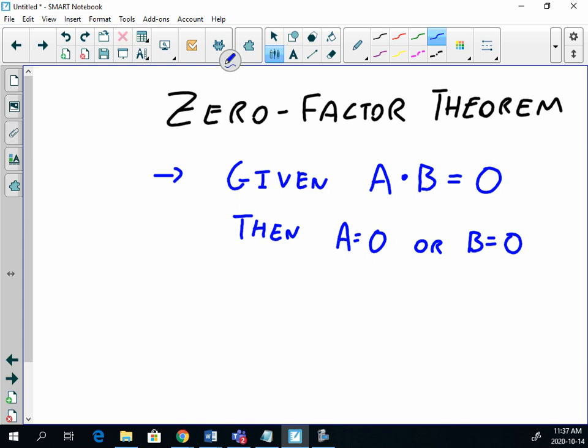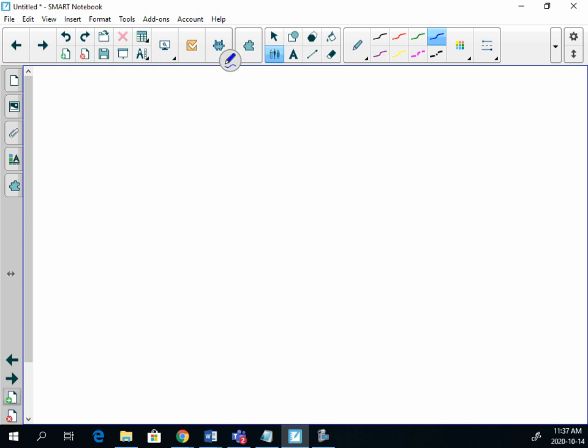I can never get 0 by multiplying two numbers that aren't 0 themselves. 1 times 1 or 5 times 5 or whatever. I'll never get 0 unless one of the two things involved in my multiplication is 0 itself. And hopefully that's kind of intuitively obvious. And we're going to use that in many, many different cases throughout this unit as we study quadratics. Let's look at an example of how that might be useful to us.